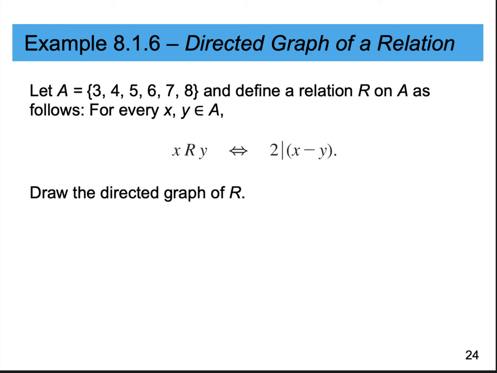Okay, again, let's look at an example here to better understand what we're doing. Consider the set A composed of the elements 3, 4, 5, 6, and 7, and define the relation R on A as follows. For every ordered pair x and y in A, you have that pair in the relation if 2 divides x minus y. Okay, so what's our condition here? 2 divides x minus y.